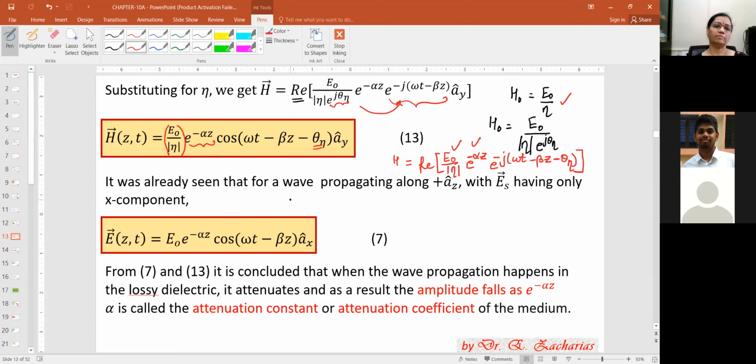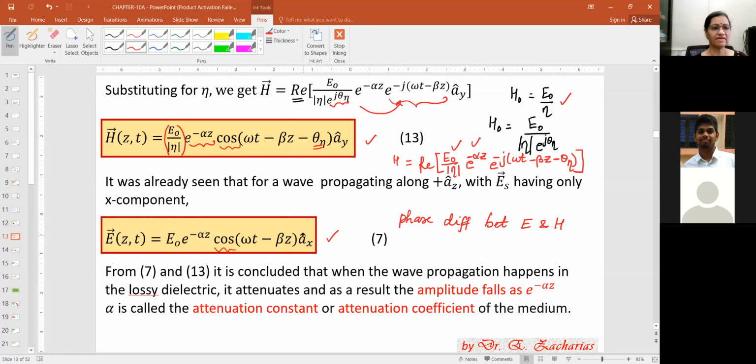What does this mean? Compare this equation and equation 7. Equation 7 I purposely wrote here for you to compare. So what is the difference between both of them? Both are perpendicular to each other. Both have the same form, cosine. Omega t minus beta z is the same. Then e to the power of minus alpha z is also there. But something else is changing when compared to what you saw in the last chapter. What is that? There is a phase difference between the electric field and the magnetic field.